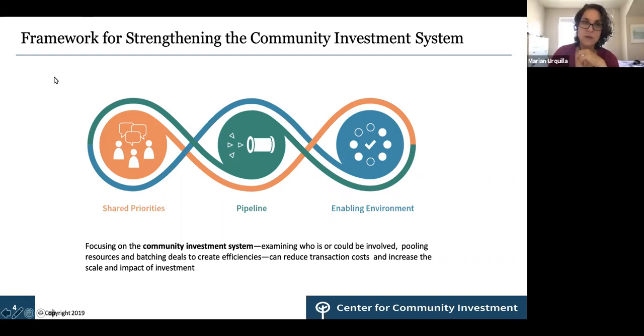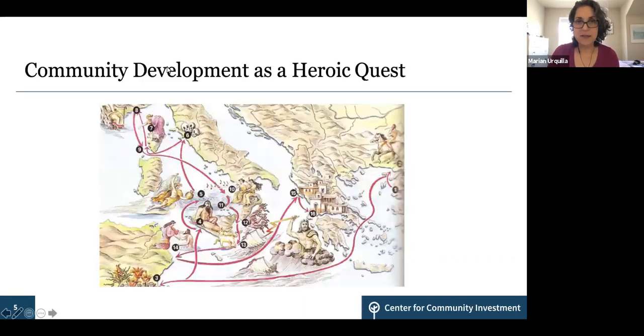Lovely, thank you. So shared priorities, pipeline, and enabling environment as your three core functions that get braided together and that allow communities to organize capital and organize community investment to meet their needs. All right, let me move us to the next one.